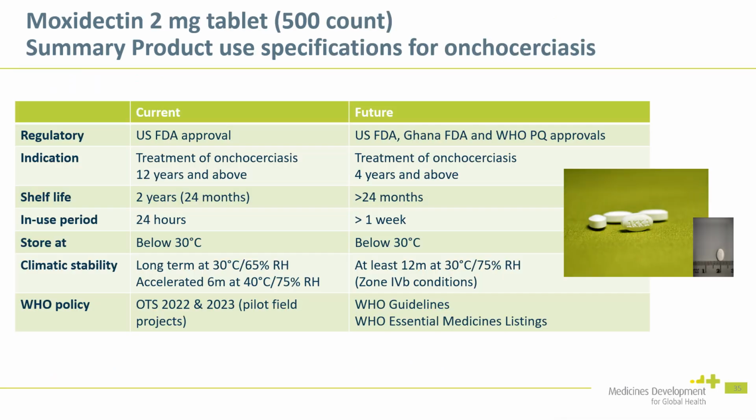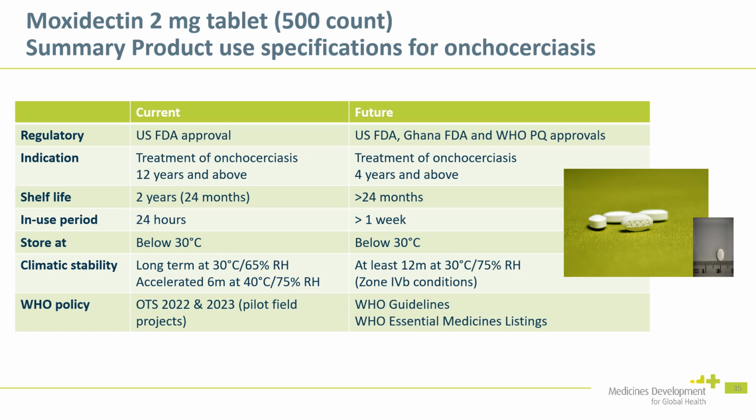This slide shows key product use specifications for Moxidectin 2 mg tablets in 500 count bottles. The current specifications are presented in column 2 and the target future changes in column 3. Our intention is to optimise the characteristics on the approved label that will support optimal product use in country and its use in MDA treatment programs.